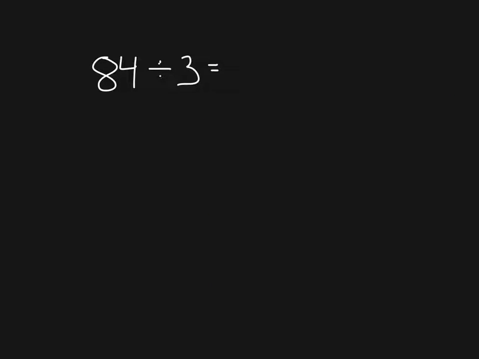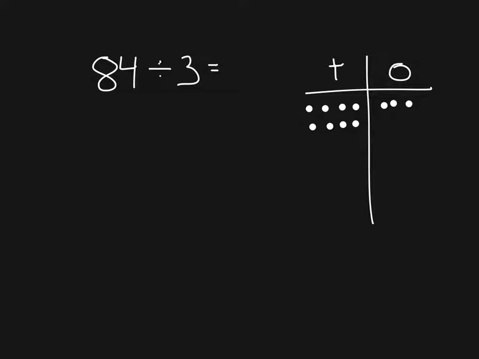I'm going to do one more example, 84 divided by 3. So I'm going to start by modeling this in my place value chart, my 8 tens, 1, 2, 3, 4, 5, 6, 7, 8, my 4 ones. I still need to label my place value chart, my tens and my ones, and I'm going to rewrite the problem so that I'm ready for that long division format. I'm not going to worry about my 4 ones to start out with. I'm only going to worry about dividing my 8 tens.